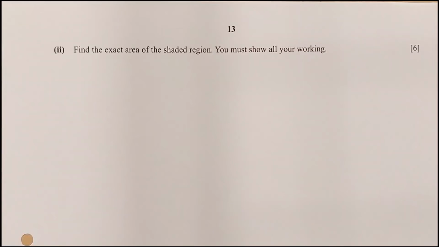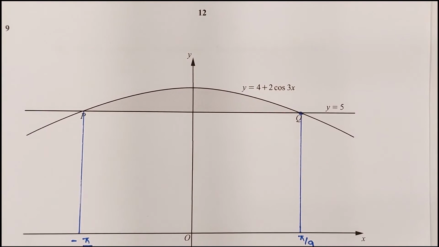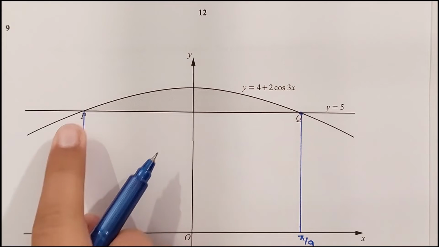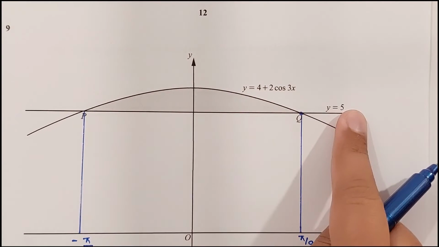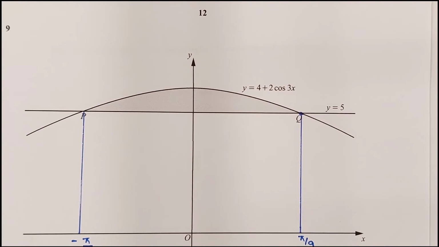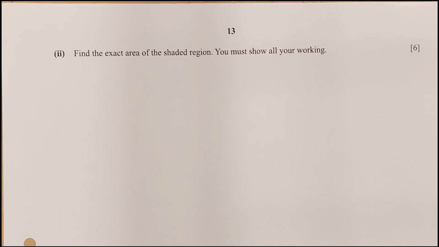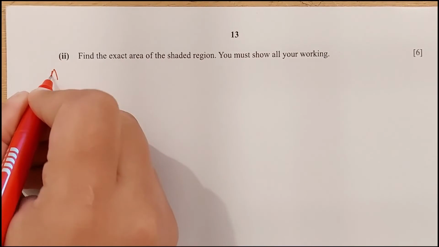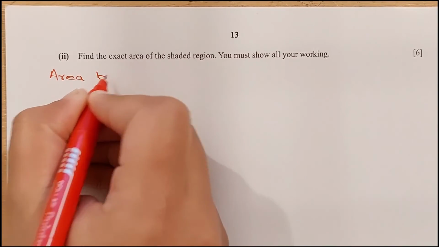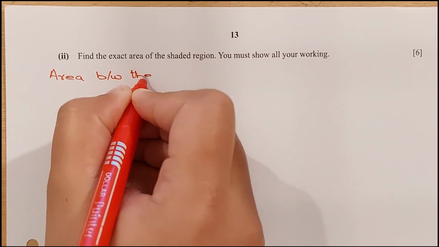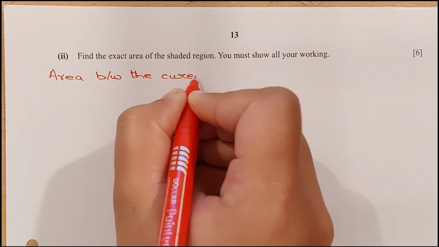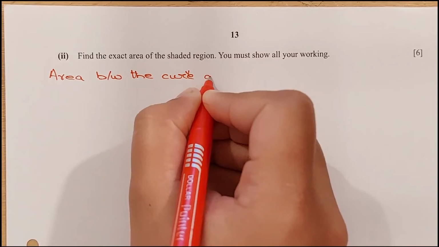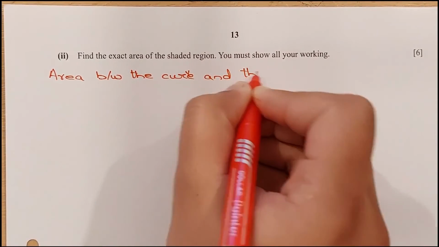Okay, so now for part B, find the exact area of the shaded region. You must show all your working. So as you can see, this is the shaded region. The shaded region is between the curve and the line. So we have to find the area between the curve and the line. So we have to follow a few steps, right? So we can say that area between the curve and the line.